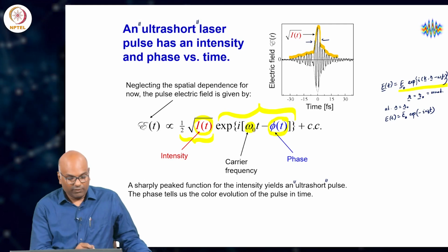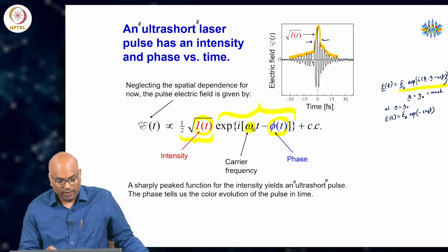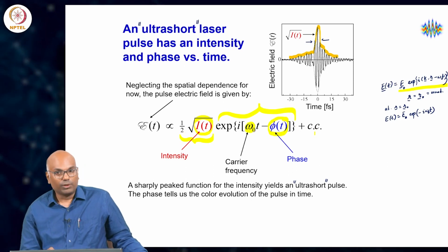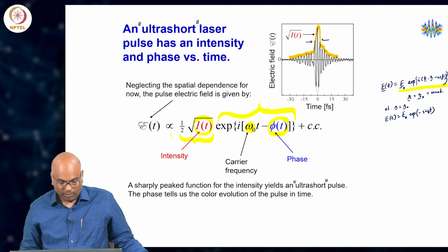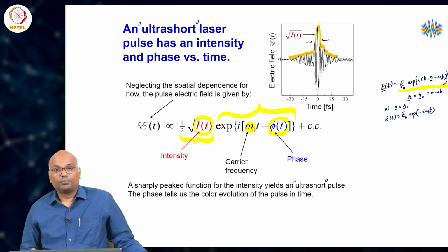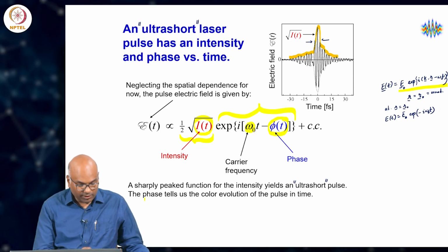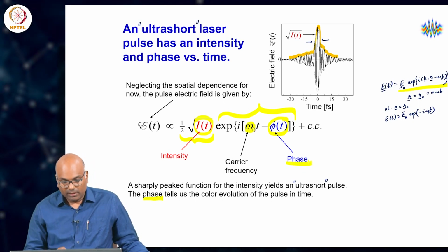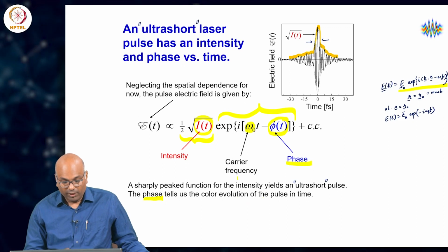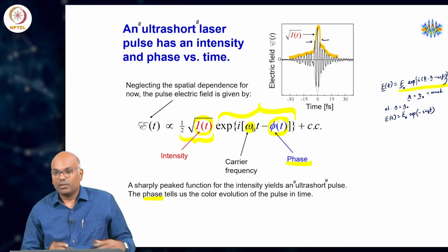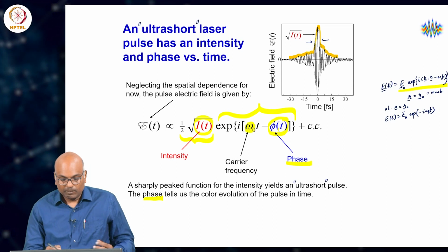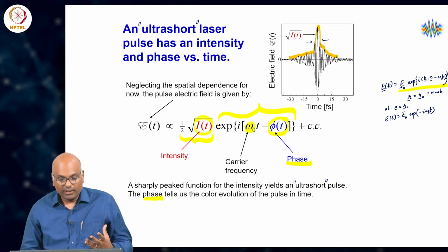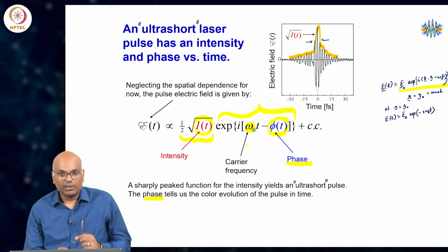Of course, electric fields are real, so we take a half of this quantity and add its complex conjugate to it to write this in the form of a real variable. So the phase function of interest tells us something about how the frequency evolves inside the pulse, and this is something we discussed at length, that if the phase function were to be a constant independent of time, then through the entire pulse the carrier frequency is a constant.